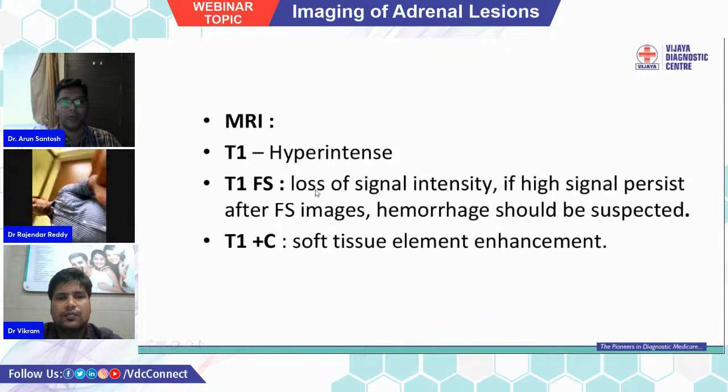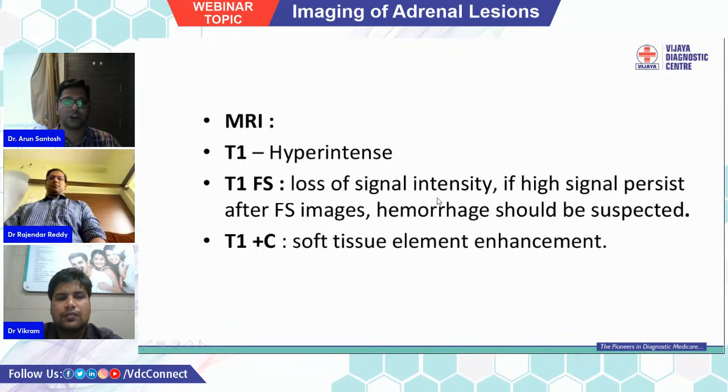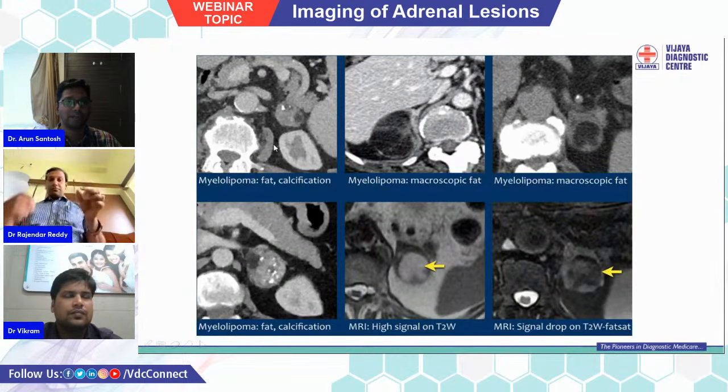be punctate. On T1, they generally appear as hyperintense, and on T1 fat-set, there will be loss of signal intensity because of the high amount of fat, and hemorrhage should be suspected if there is no significant fat suppression. And on post-contrast imaging in MR, the soft tissue will enhance. So these are multiple images of myelolipoma.